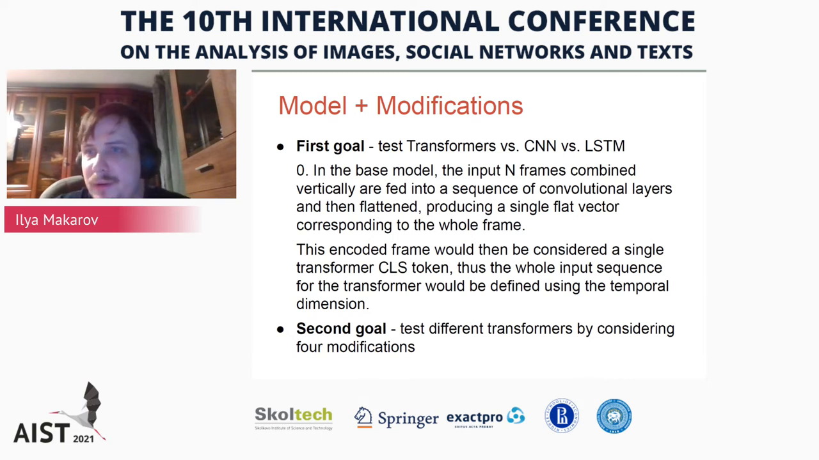And the second goal is that we have a number of papers on transformers that suggest different modifications with respect to reinforcement learning and other techniques. We test different transformers by considering four modifications that we'll discuss in detail. I originally want to apologize because we have a number of texts discussing these modifications, and it's very hard to compress them to present all the formulas in a simple way.